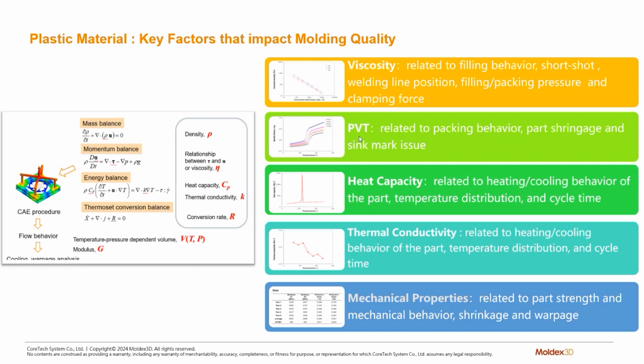PVT allows us to describe the shrinkage of the material as the material experiences different conditions in the mold, both for temperature and pressure. We'll see that later. Heat capacity and thermal conductivity are thermal properties. And then the mechanical properties, things like your Young's modulus, your Poisson's ratio, all of these help us to describe the strength of the part or the modulus of the part in the different regions of the geometry after the molding process.